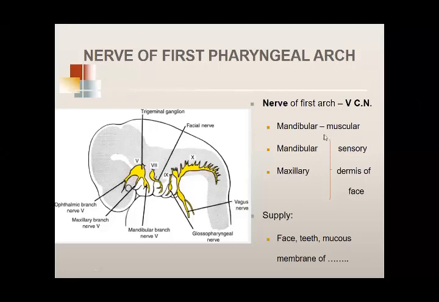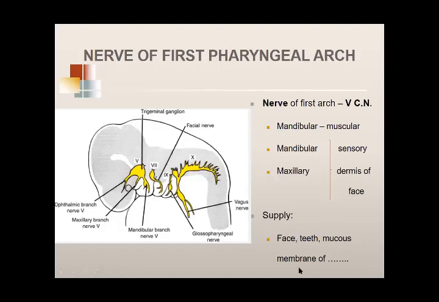But it will be safe if you just remember कि first arch की जो nerve है, that is the mandibular division of trigeminal. खाली trigeminal याद मत कहिएगा, because trigeminal के 3 components हैं, जिसमें से thalamic की कोई contribution नहीं है. So please just be sure कि use the word mandibular nerve. Okay? The first nerve of the first arch is the mandibular nerve. और supply मैंने आपको बता दी है.